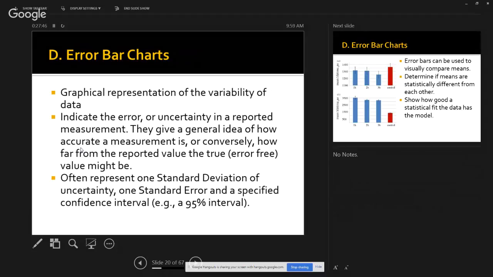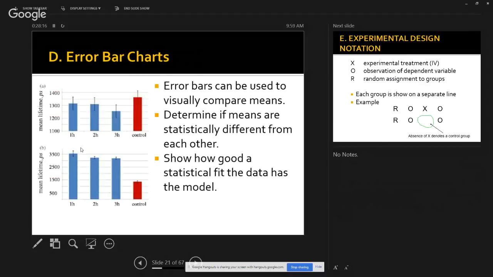It's a graphical representation of the variability. It indicates the error or uncertainty of that measure, of that variable. It gives an idea of how accurate your measurement is, or how far you are from actually representing the true value in the world. It's usually one standard error and a specified confidence interval. So you guys have seen these. In exercise physiology, a lot of data is only presented this way. But it tells us a lot of information.